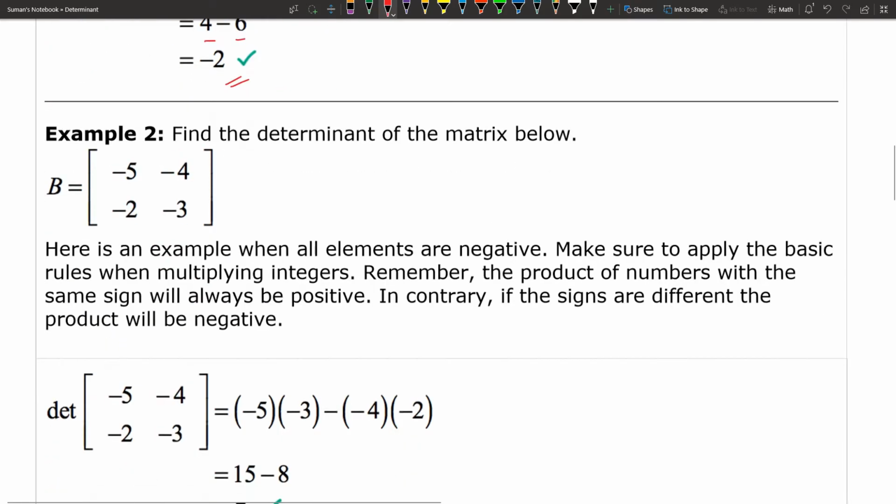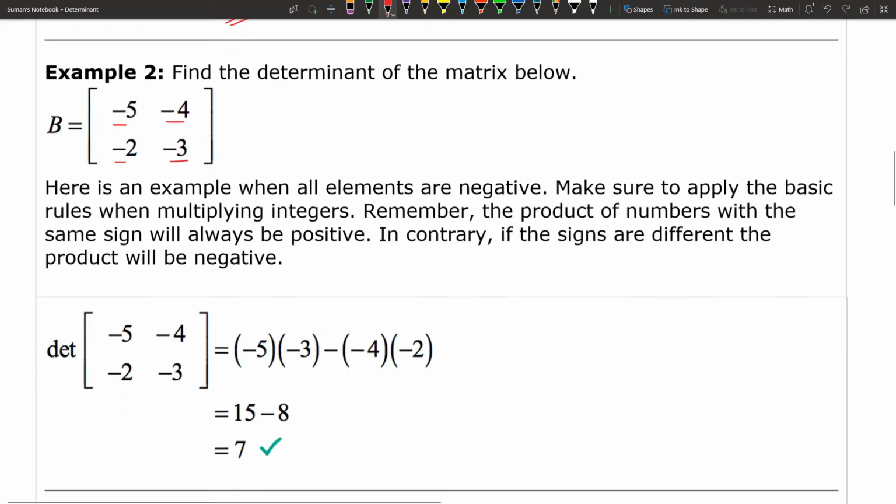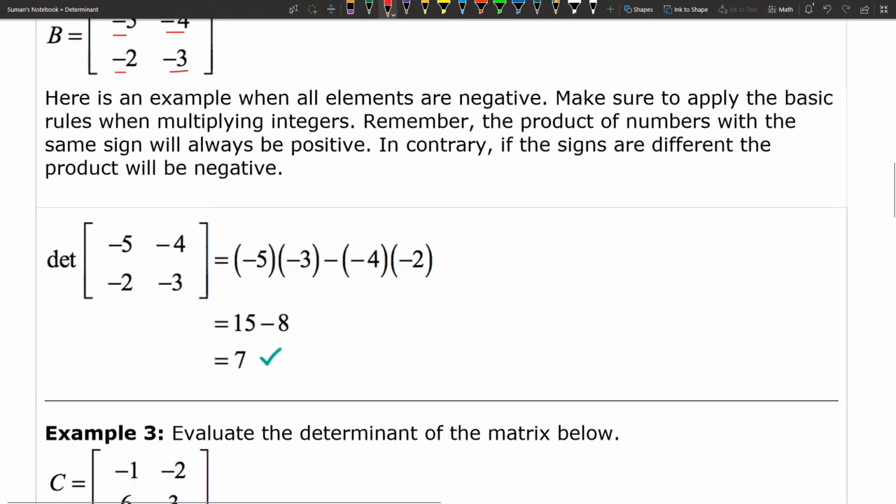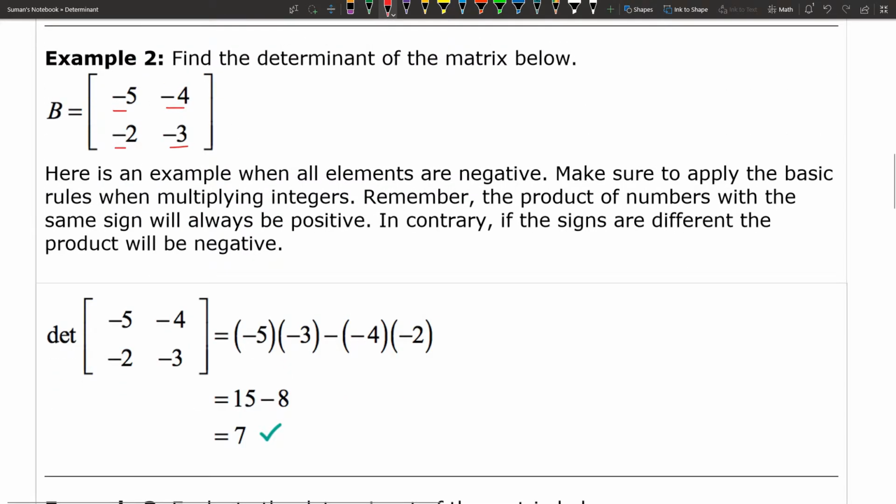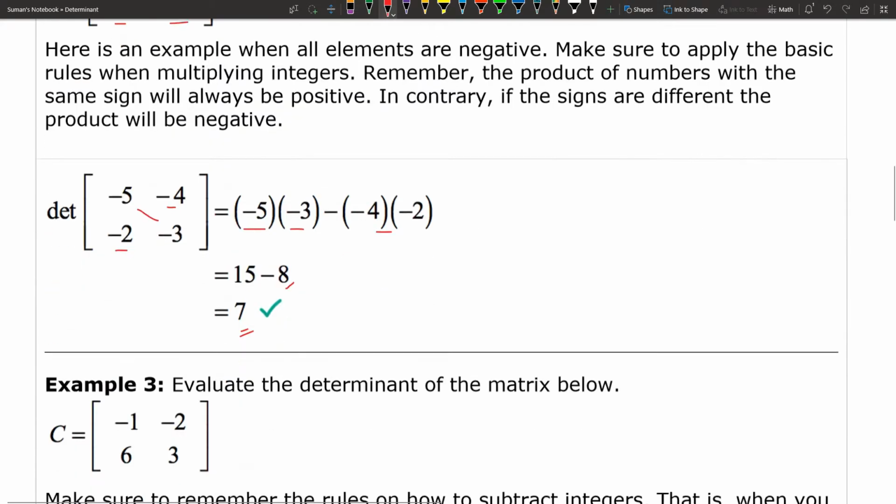In the second example, find the determinant of the matrix below. Here the first row is minus 5, minus 4, and minus 2, minus 3 are the elements of the second row. So the determinant of B is obviously minus 5 into minus 3 minus minus 4 into minus 2. That means 15 minus 8, and that is 7. So the determinant of the matrix B is 7.